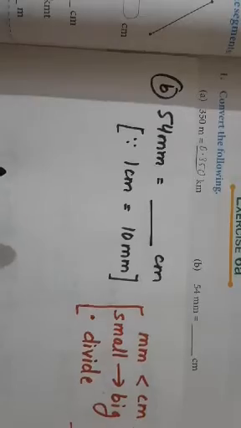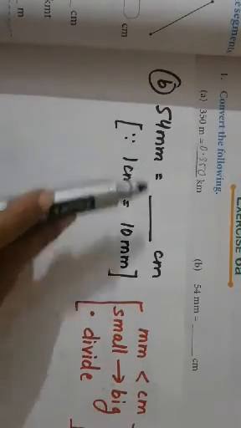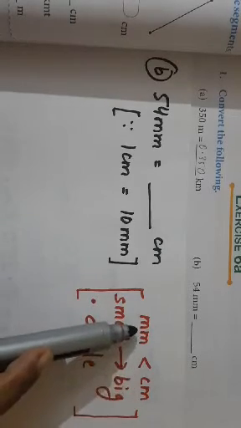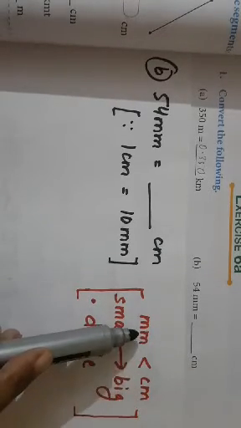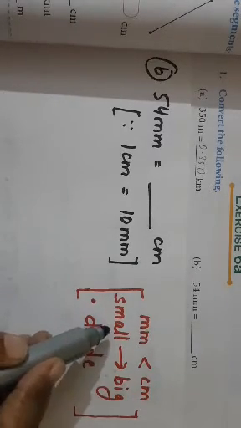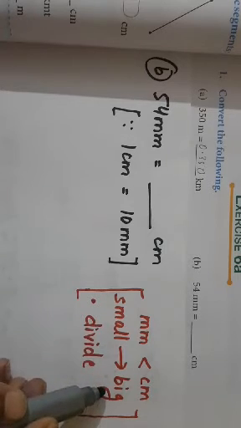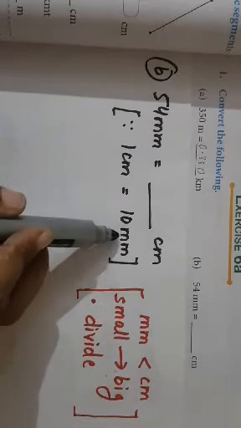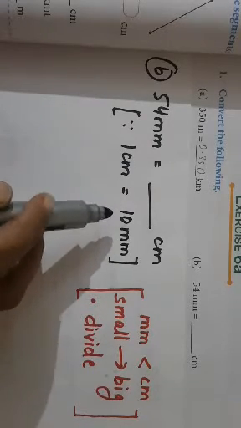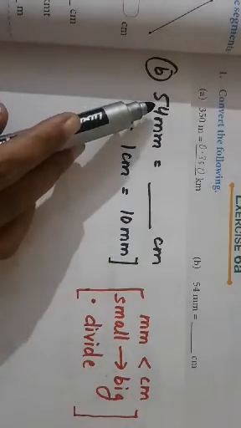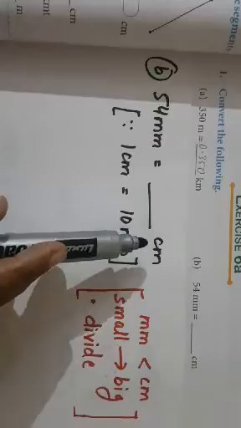Okay, let's solve the B part. That is 54 millimeters equals to dash centimeter. So here we have to convert millimeter into centimeter. Centimeter is bigger than millimeter, so when we convert the smaller unit into bigger unit, we always divide. What is the relation between millimeter and centimeter? 1 centimeter is equals to 10 millimeter. So we'll divide this number by 10. जो relation होता है उसी से हम divide करते हैं.